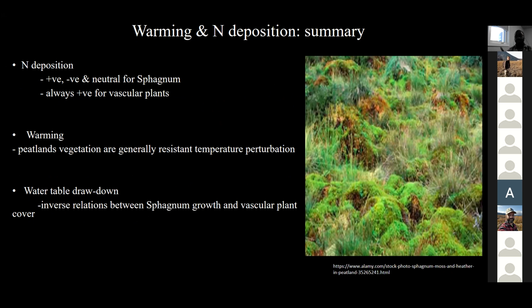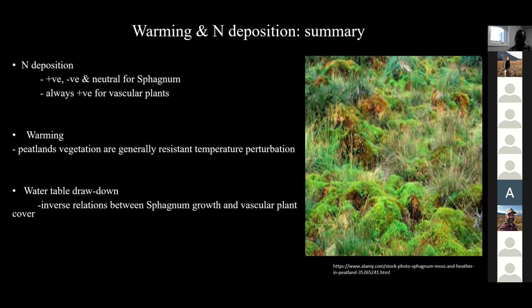In terms of nitrogen deposition, we found positive, negative, even neutral effects for sphagnum. But the effect was always positive for vascular plants. In most studies, the initial stage of nitrogen addition to the system increased sphagnum productivity, which is consistent with the notion that there's a threshold of nitrogen deposition that's beneficial to sphagnum. Above that, it starts to decline.